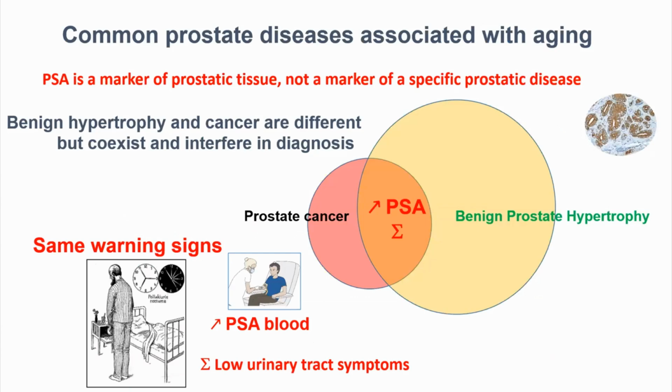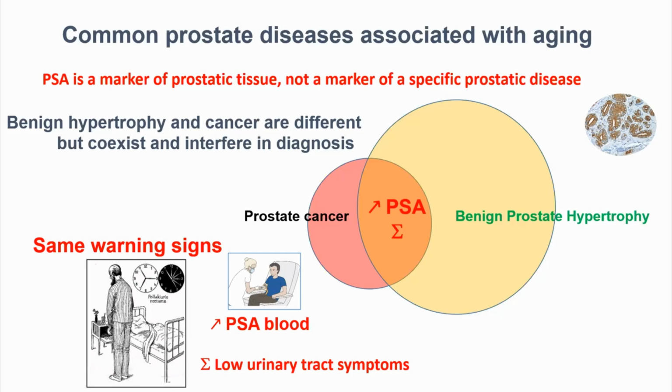Why? Because prostate-specific antigen is a marker of prostatic tissue. It is not a marker of a specific prostatic disease. It's not specific to benign disease of the prostate or cancer of the prostate. For symptoms of the prostate, we have the same warning thing: lower urinary tract symptoms, for example, raise prostate-specific antigen in the blood.